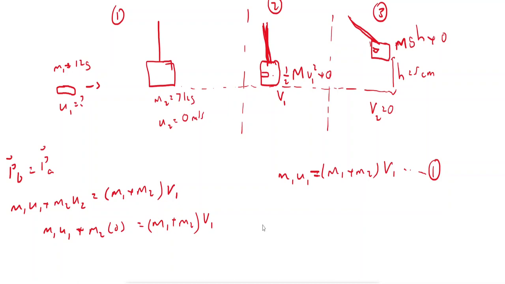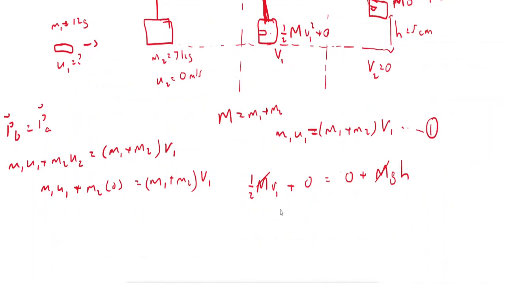So at 2, I have the kinetic energy, half M V1 squared. Remember, capital M is just M1 plus M2. That's why I'm using M. Here I'm not going to have potential energy, so the potential energy will be zero. Then at 3, the kinetic energy is zero, but there is a potential energy MGH. You can see that these M's cancel. Then V1 is just going to be the square root of 2GH. Just do the algebra and you find that. Then you can call this equation 2.